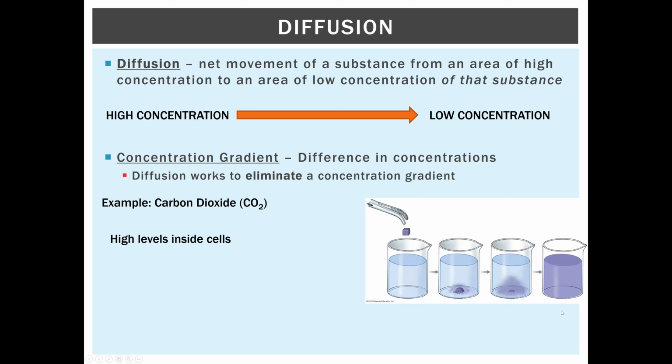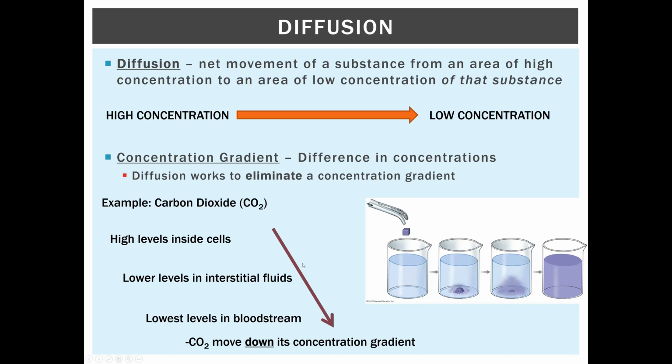One example is carbon dioxide. So you have a high level of CO2 inside your cells. Remember, it is being produced as a byproduct by the mitochondria when they make ATP. There are lower levels in the interstitial fluids, which is the fluid that is found in your tissues, and the lowest levels are in your actual bloodstream.